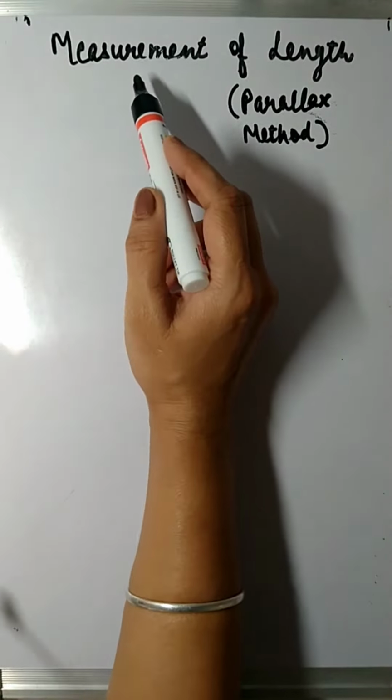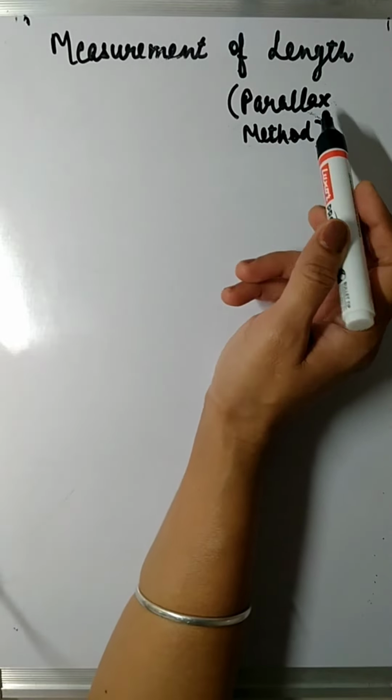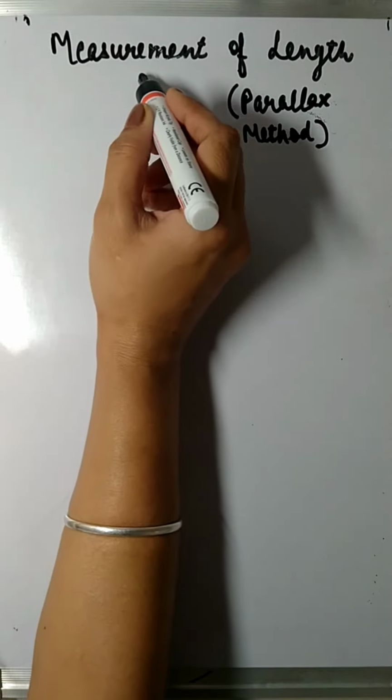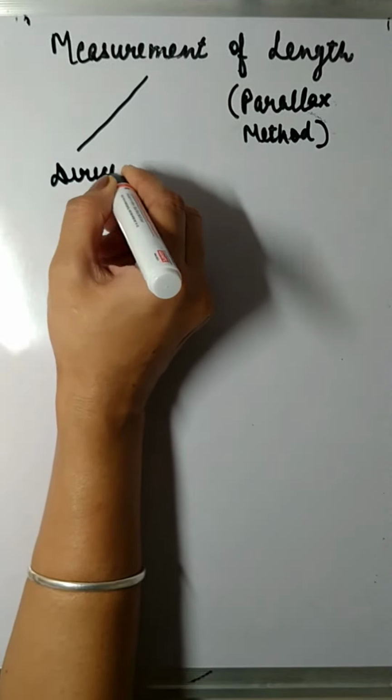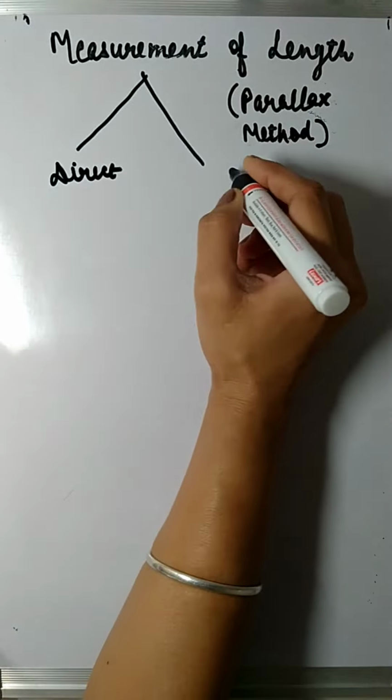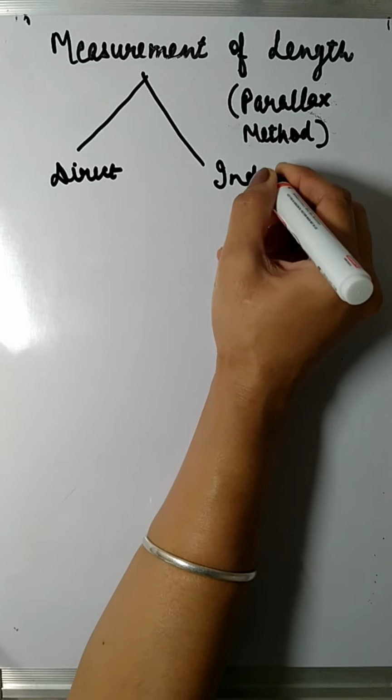Today we'll learn about measurement of length by using parallax method. Now there are two kinds of measurements. One is direct measurement and another is indirect measurement.